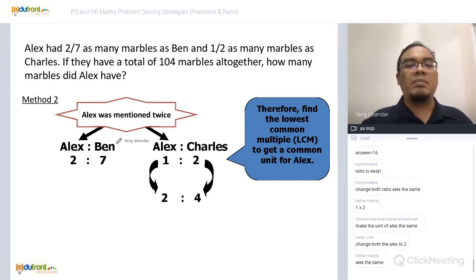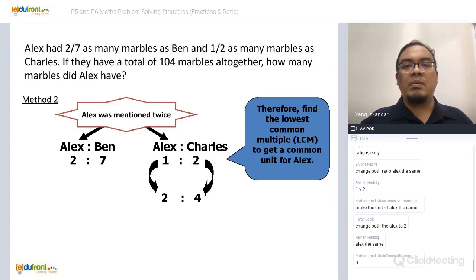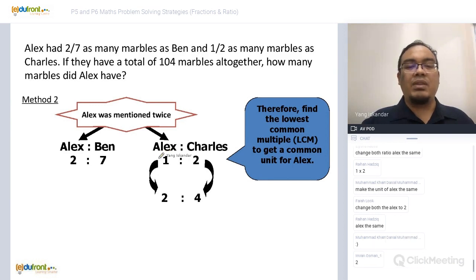So what's the lowest common multiple for Alex? In the first ratio it is 2 units, in the second ratio it is 1 unit. So the lowest common multiple is 2. So how to make 2? You multiply by 2. In the second ratio, 1 times 2, you get 2. And remember, when you multiply 2 to Alex here, Charles also you must times 2, because these ratios are related, or we call them equivalent ratios.